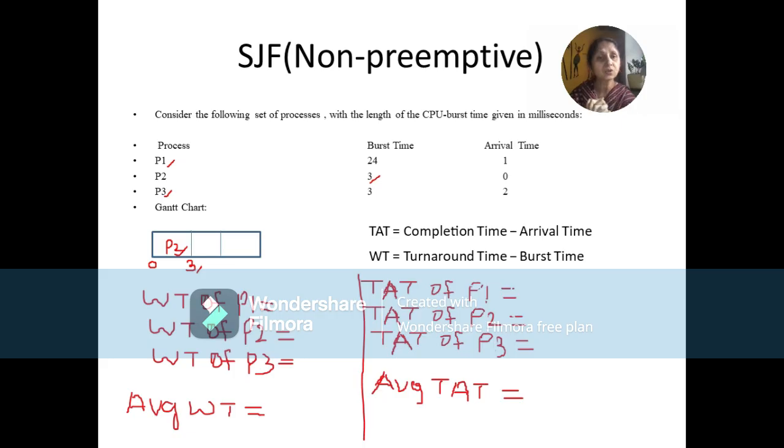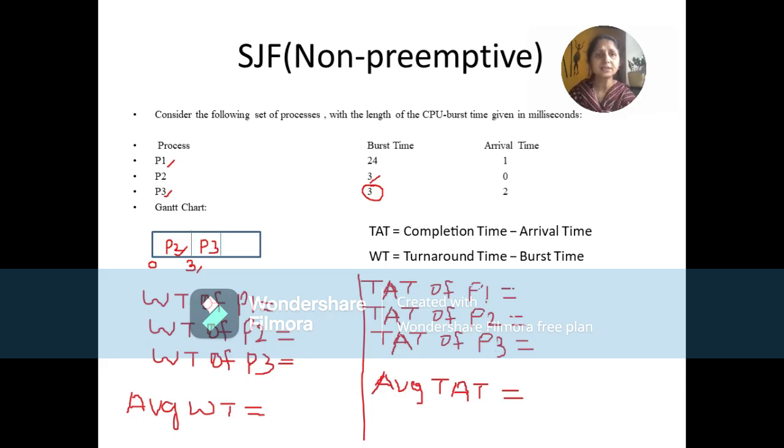Now, since this is the shortest job first, we will give importance to the job with the smaller burst time. So, when we compare P1 and P3, which process has the least burst time? Process P3 has the smaller burst time compared to process P1. So 24 is greater than 3. So who gets the chance to get inside the CPU? Process P3 gets the chance to get inside the CPU, and the burst time of P3 is 3.